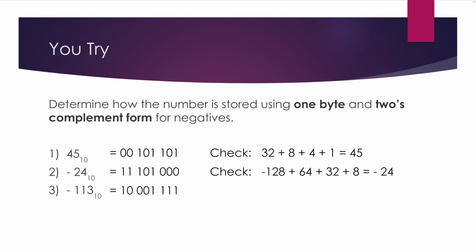And for negative 113, again, we're going to write 113 in binary. Then we're going to invert and add 1. And we can check by using this as a negative 128's place. So we do negative 128 plus 8 plus 4 plus 2 plus 1, and we get to negative 113.